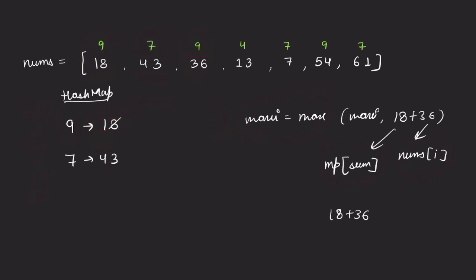So 36 is greater, so this will be updated to 36. Why are we doing it? So that later on when we encounter some other element whose digit sum is 9, we can do the sum of this element which was the maximum till now, right?